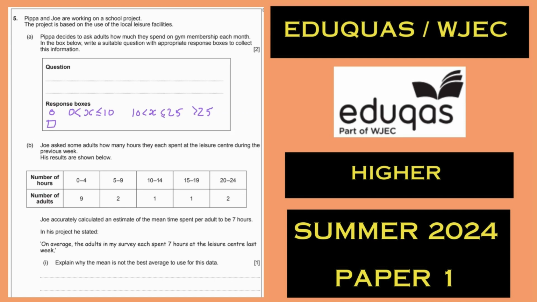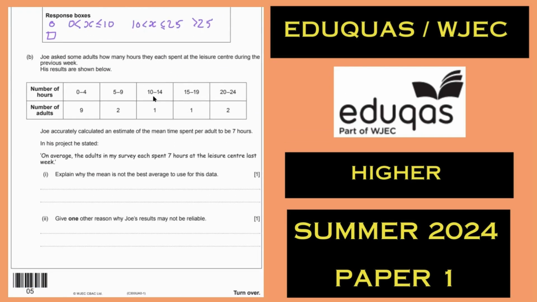And for the question, do make sure you give a time scale. Don't just say how much you spend on gym membership. All right, actually put the time scale in. How much do you spend on gym membership per month?